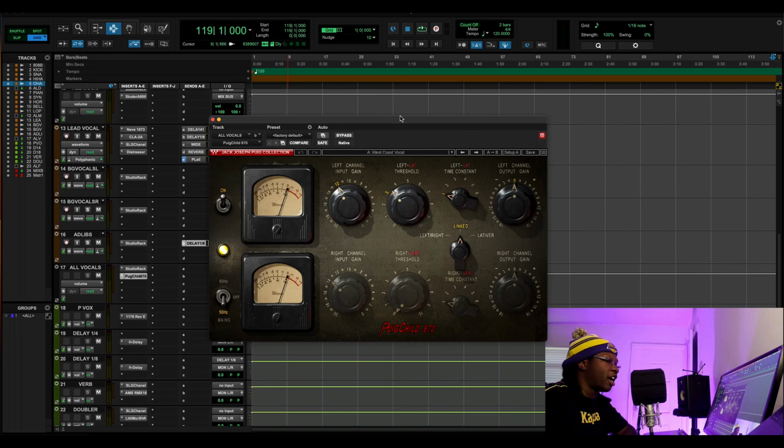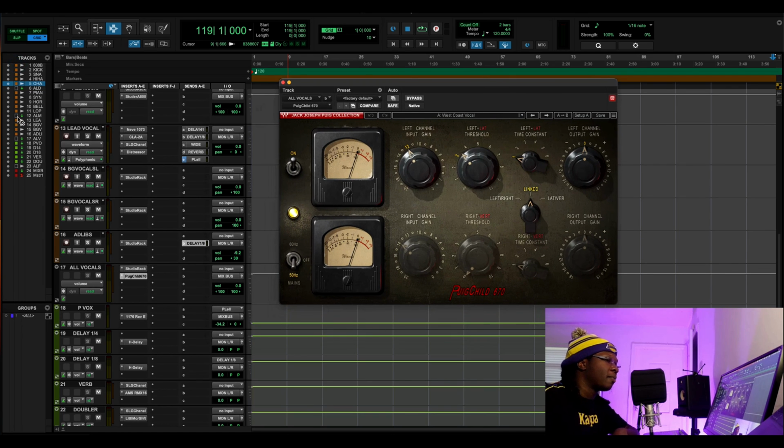Then we have the Fairchild. I love the Fairchild for the grittiness, and I just love this preset right here, West Coast Vocal. This would be something that I would only use to tap it, maybe about 1 dB. But the most important thing when people were using Fairchilds is they never hit them too hard. They had to ration the equipment.